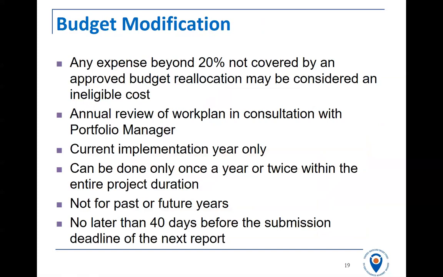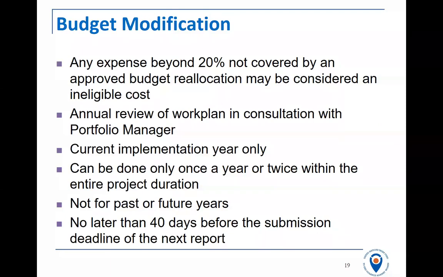What if you want to make budget modifications that are over 20%? Well, that is fine as long as you come to us for approval. Because if you end up spending more than 20% on a project activity, and that turns up in your financial report and it hasn't been approved, we may consider that ineligible and ask for the money back. Ideally, you would wait until the annual review of your budget, which is once a year, and you would do that with your portfolio manager.